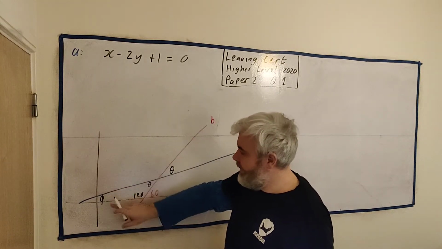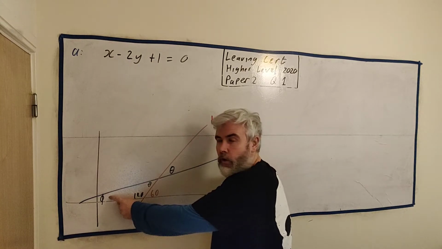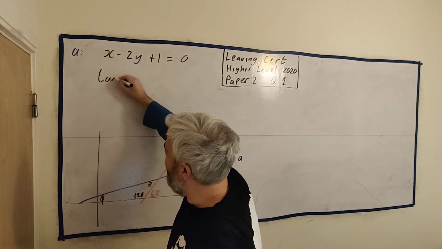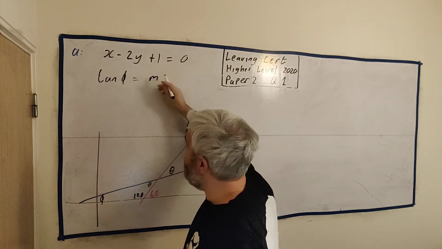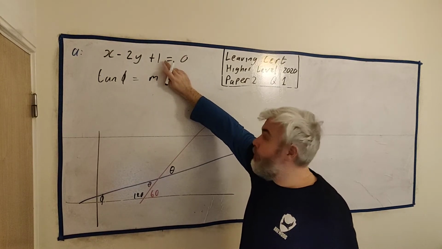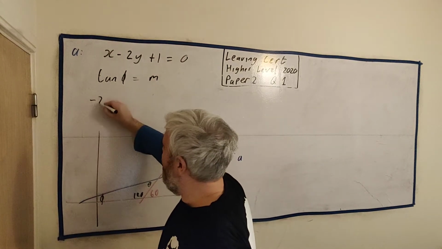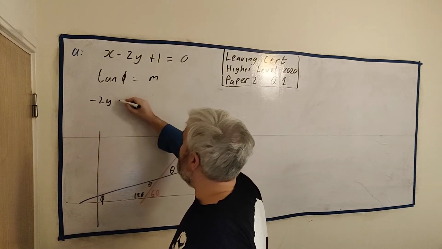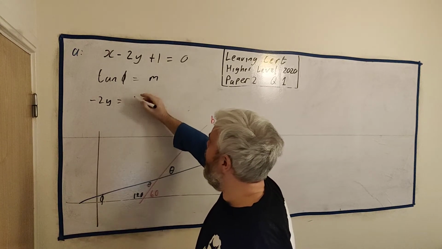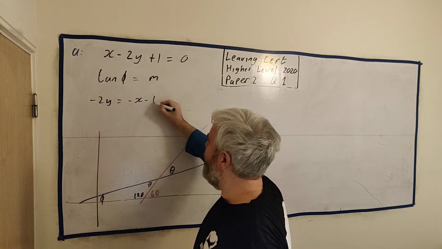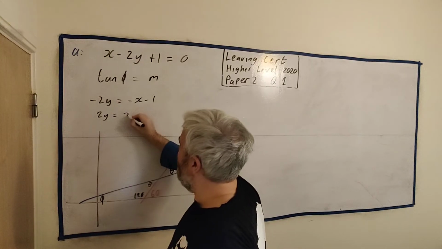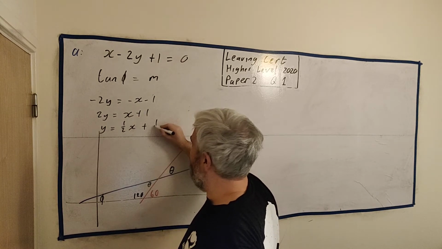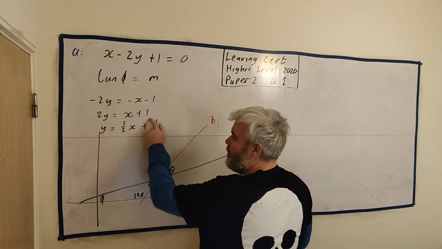So how do we find this angle down here? It's just the slope, or the tangent of this angle is just the slope. Let me write that. The tangent of phi is just equal to m. So that's all. We just need to find the m up here. So I don't like writing equations like this, even though I had to in the previous part. I would much rather write them with y on its own. So minus 2y is equal to minus x minus 1. 2y is equal to x plus 1. y is equal to a half x plus a half. Just divide them both by 2.